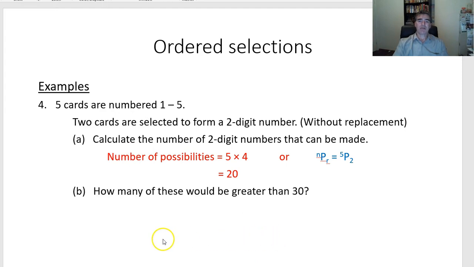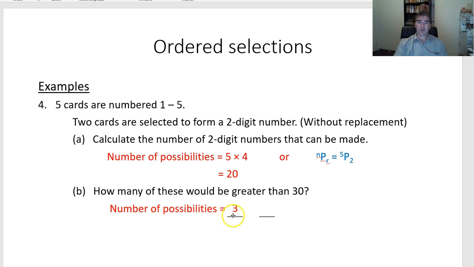Okay, so let's do another example with these two-digit numbers. How many of these would be greater than 30? That means we have to be two-digit numbers 31, 32, 33, etc. Well, let's look at our number of possibilities. For our first position, we either want to put in a 3 or a 4 or a 5 in there. I can't put a 1 or a 2 because that wouldn't be greater than 30. So we want a 3, a 4 or a 5, which means I have 3 different possibilities to fit in there.